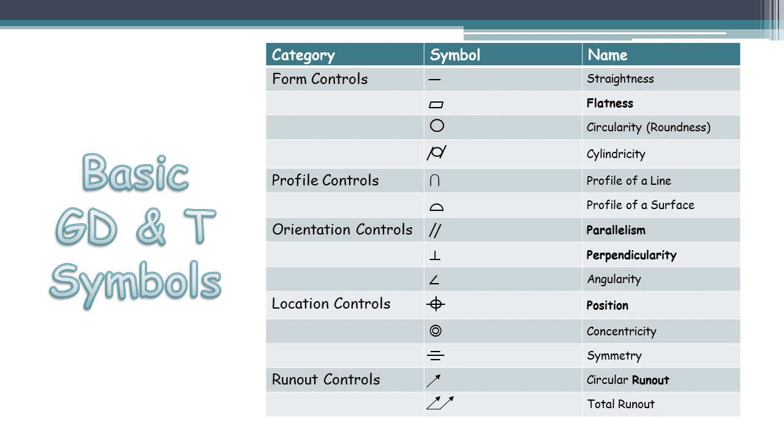Next is runout control. Runout controls give the rotation accuracy: circular runout and total runout. Circular runout tells how much wobble there is when rotating. Total runout gives the total variation across the entire rotation. It is used for rotating parts like shafts, wheels and cylindrical parts.